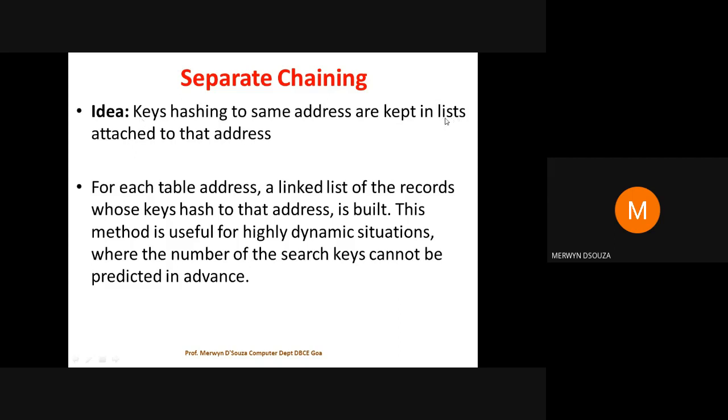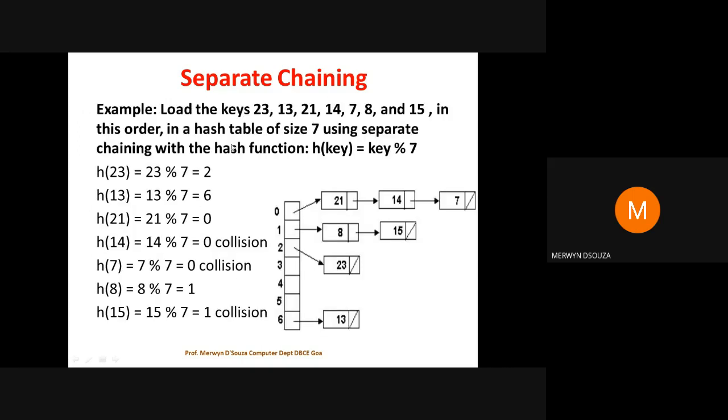By list we mean a linked list attached to that address. For each table address, a linked list of the records whose keys hashed to that address is built. This method is useful for highly dynamic situations where the number of keys cannot be predicted in advance. The example of that is this.